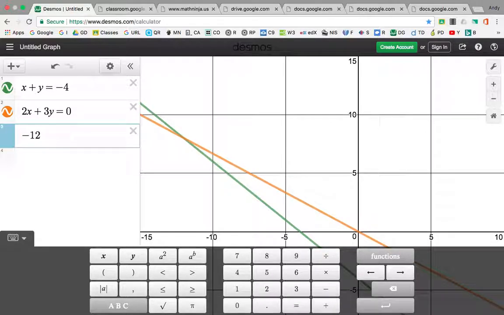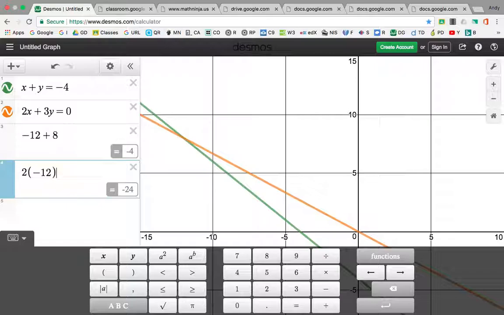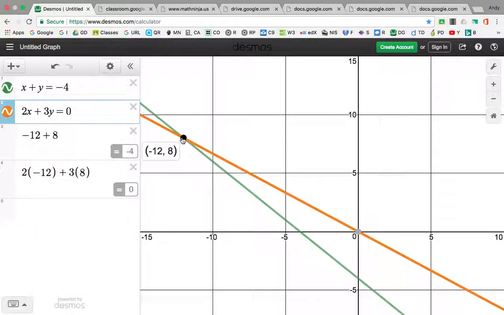In the first equation, negative 12 plus 8, and notice the result is negative 4. Let me check the second equation. 2 times negative 12 plus 3 times 8, and notice the result of that is 0. So by checking it, I can see that negative 12 for x and 8 for y checks in both equations. And that agrees with the point on the screen. So that is how to find an intersection in Desmos and adjust the window.